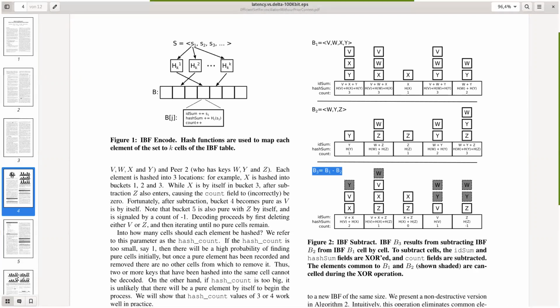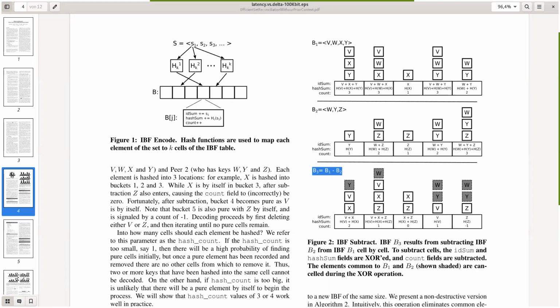The optimal parameters, you want a hash count of 3 or 4, depending on whether your difference is greater than 30 elements or less than 30 elements. For strata tuning, the rule of thumb is you just multiply the number it spits out by about 2. The specific number they came out with was 1.4 times, but the rule of thumb is 2.